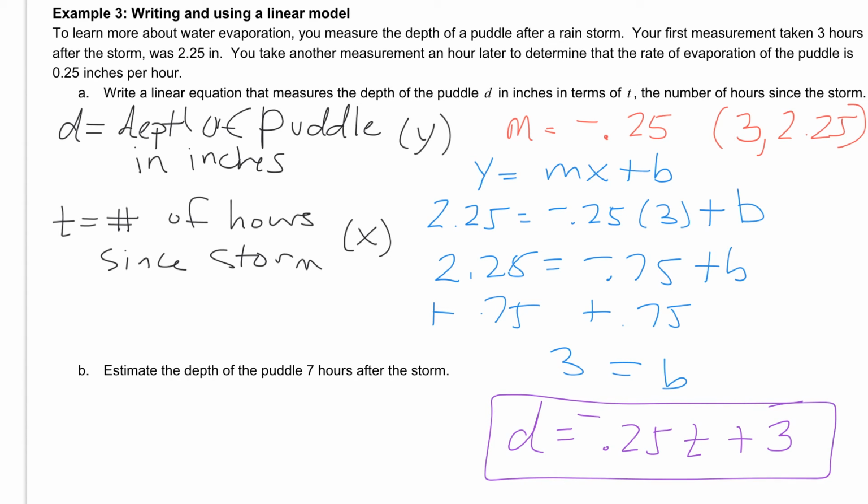Here's our formula. And then in part B, we're going to use that formula in order to estimate the depth of the puddle 7 hours after the storm. So if we have 7 hours, remember hours is our t variable, so we're going to be plugging 7 in for the t right here. So we get d equal to negative 0.25 times 7 plus 3. Negative 0.25 times 7 plus 3 will give us 1.25. So we can say that the depth of the puddle after 7 hours from the storm is 1.25 inches.